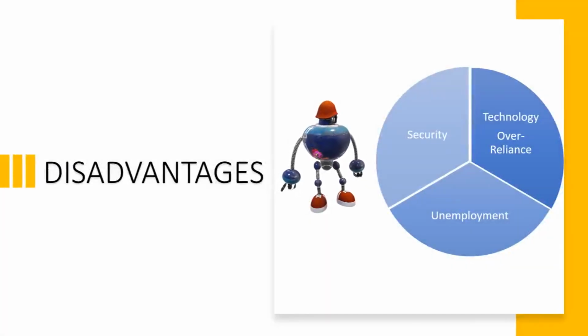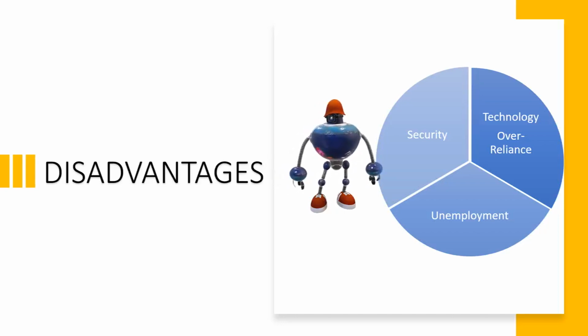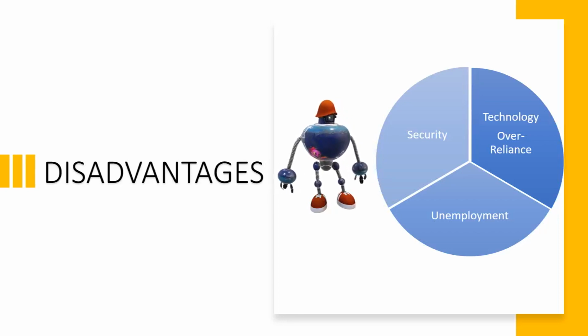We have looked at many advantages of IoT, so let's have a look at the disadvantages. There are three major disadvantages: security, technology over-reliance, and unemployment.